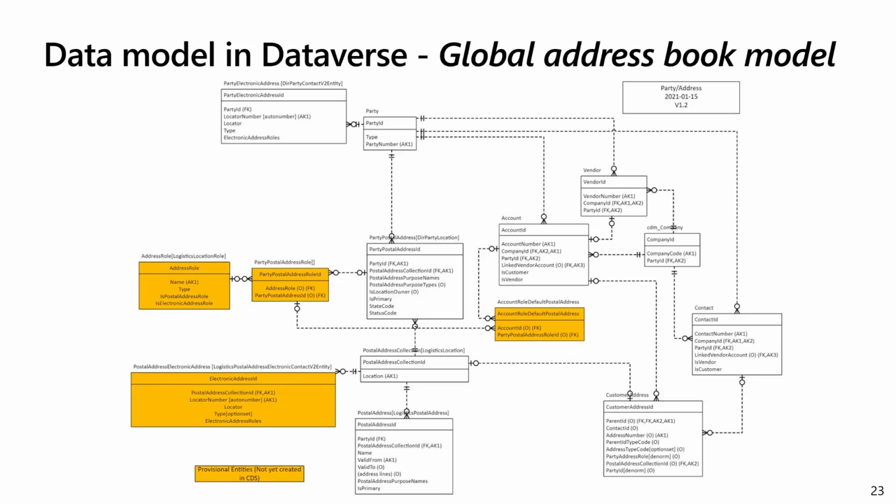This is the simplified entity relationship diagram for the global address book. The entities in orange background have not been provisioned yet except the address role entity. There are a series of plugins that maintain the associations between these entities and the synchronization. Particularly important are the customer address and the postal address fields. These are entities that actually contain the addresses, and these two entities are kept in sync with a series of plugins.